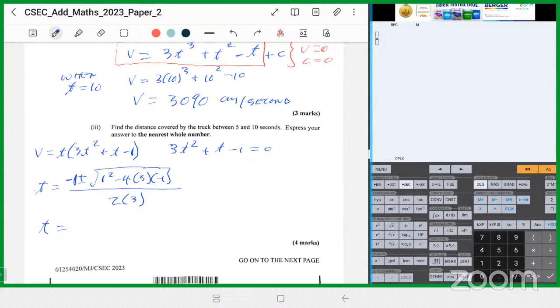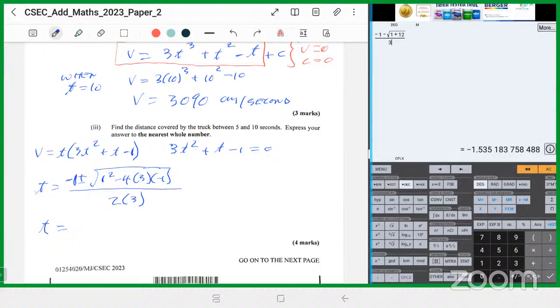So I got a fraction, minus 1. Let's use a minus first here: minus the square root of 1 squared, which is 1. Then this becomes a positive 12, so it's plus 12, all over 6. So it's giving me negative.